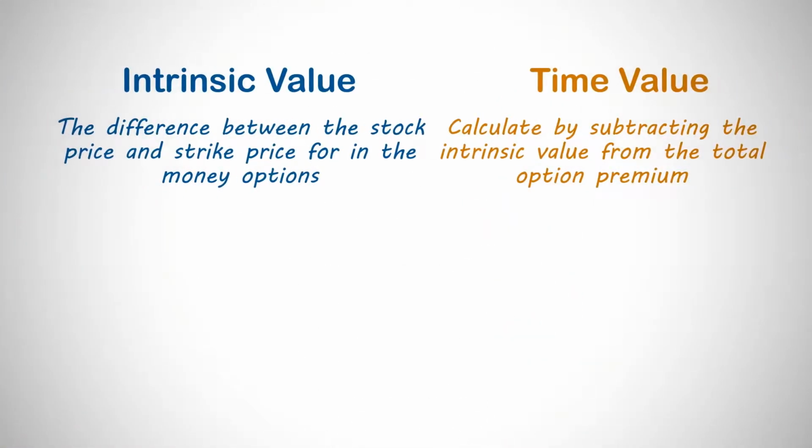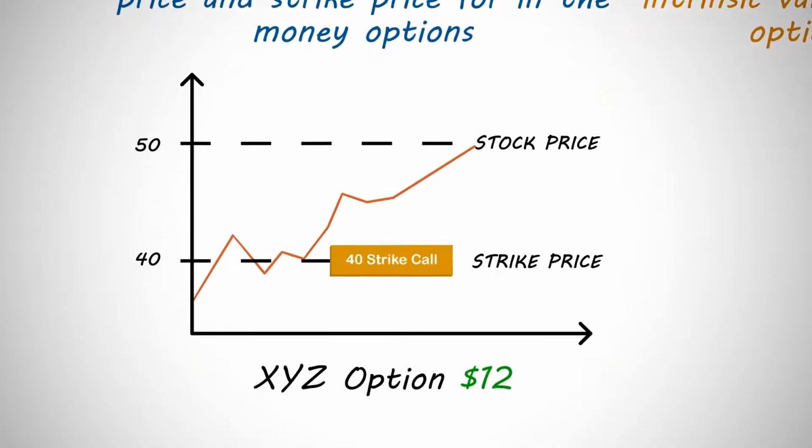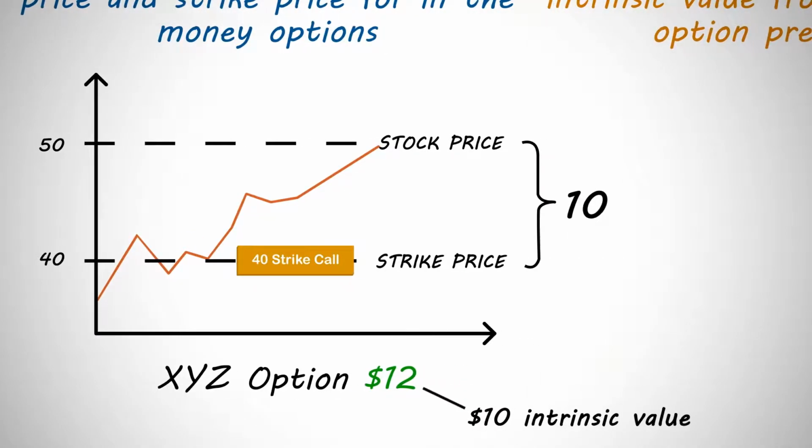When it comes to option pricing, there are two main elements: intrinsic value and time value. The intrinsic value is easy to calculate for in-the-money options. It's the difference in the stock price and the strike price. So, if the stock XYZ is trading at 50, the 40 strike price call would have an intrinsic value of $10. This is the real value the option has right now. Out-of-the-money options would have no intrinsic value.